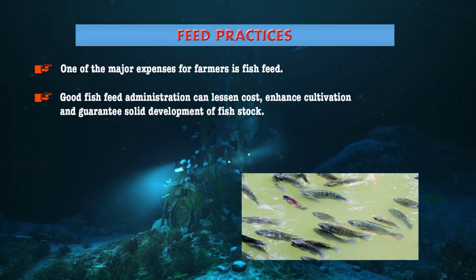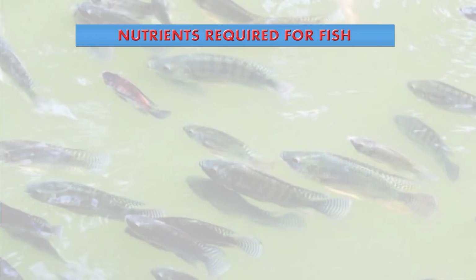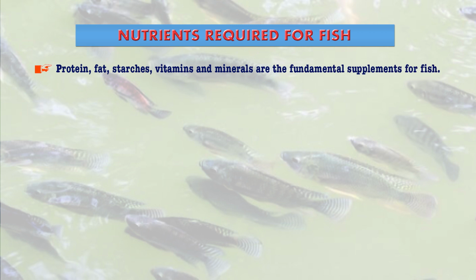So, good feed administration should focus on lessening the cost, enhancing the cultivation, and it should also guarantee solid development of the fish stock involved. So, it is important to use the right sustaining technique for the practices involved, computing the feeding cost and also the cost of the fish cultivation. The nutrients that are required for the fish. So, the fish also belongs to the Pisces.